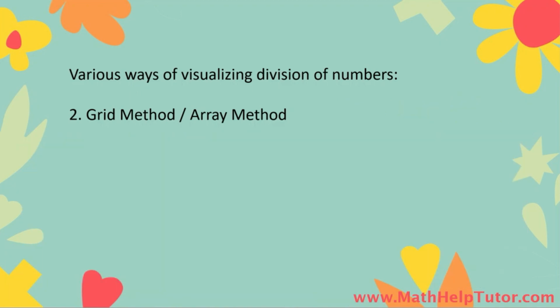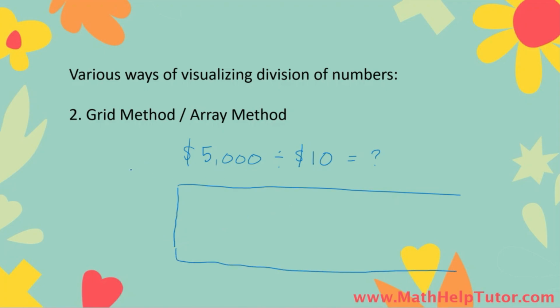I'm sure by this time you have noticed the problem with the grid method or the array method, right? Its main weakness is that if the number that we are trying to divide is too large, it would be very difficult to find the answer. We would need to do a lot of drawing and a lot of counting of boxes just to arrive at our answer.